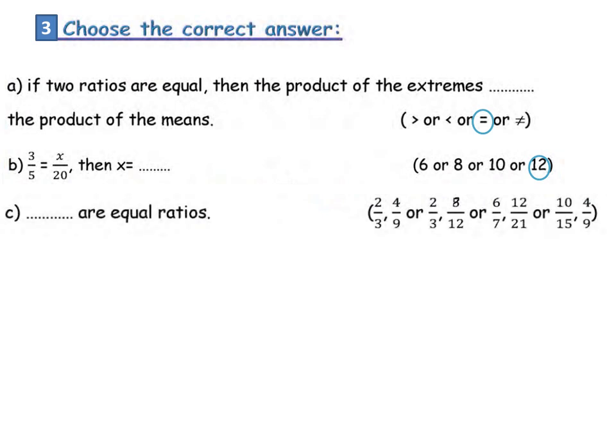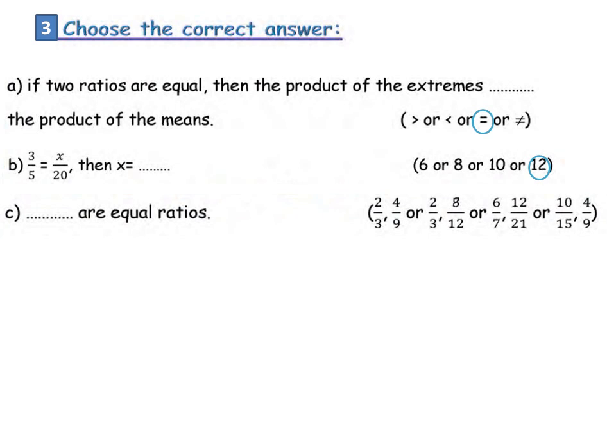Letter C, blank are equal ratios. You must choose the two fractions or the two ratios which are equal. 2 over 3 equals 4 over 9, or 2 over 3 equals 8 over 12, or 6 over 7 equals 12 over 21, or 10 over 15 equals 4 over 9. Which pair of ratios are equal? Okay, as we know, we can deduce that the two ratios are equal from the property of product of extremes equals product of means, which is represented by the cross multiplication.